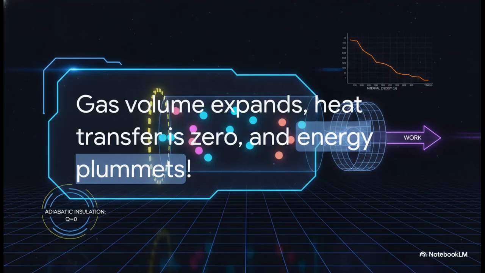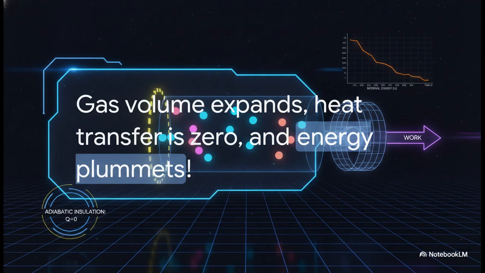Let's zoom entirely back out to the macroscopic world. Imagine our gas is expanding rapidly. Maybe it's pushing a piston outward. Because this process happens so incredibly fast, or maybe it's just really well insulated, absolutely no heat is transferred in or out of the system, so Q equals 0.